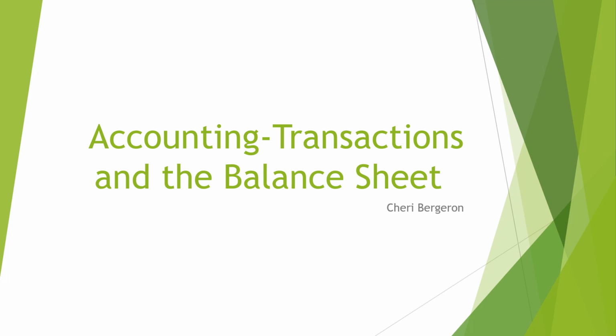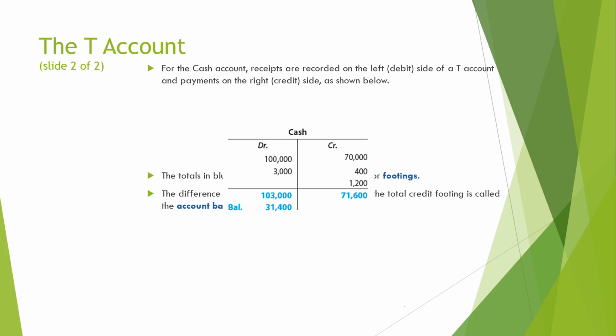Hi, we're going to learn about debits and credits. So we're going to record transactions and we're going to use debits and credits to do that. Let's see how. One way that we can see debits and credits is by looking in a T account. A T account is just a way to depict an account.